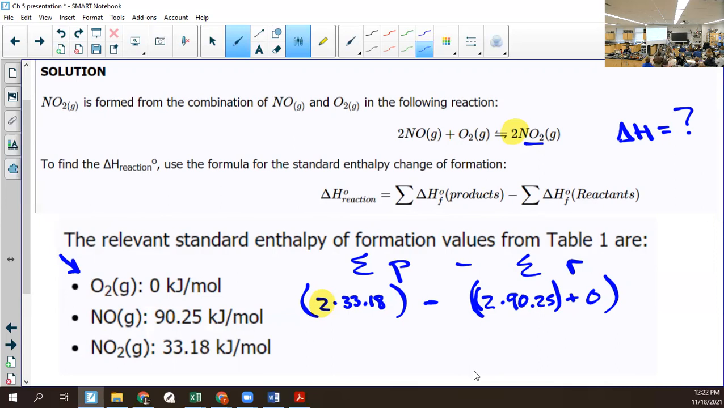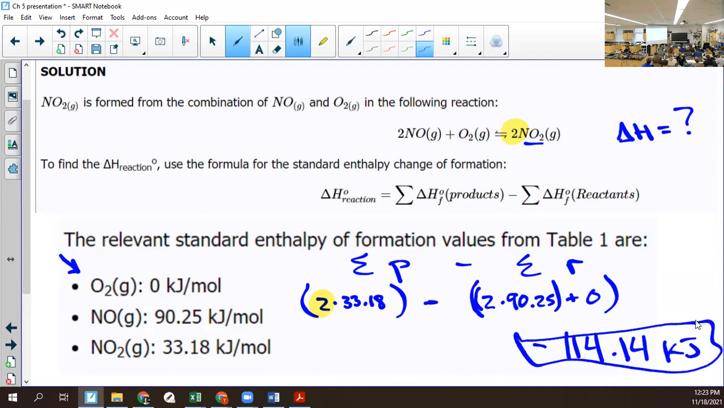66.38. Okay, whatever. And then just subtract this from that. Negative 114. Okay, you could probably like, oh, I get why he was confused. 114 or 0.14. Yes, sir.